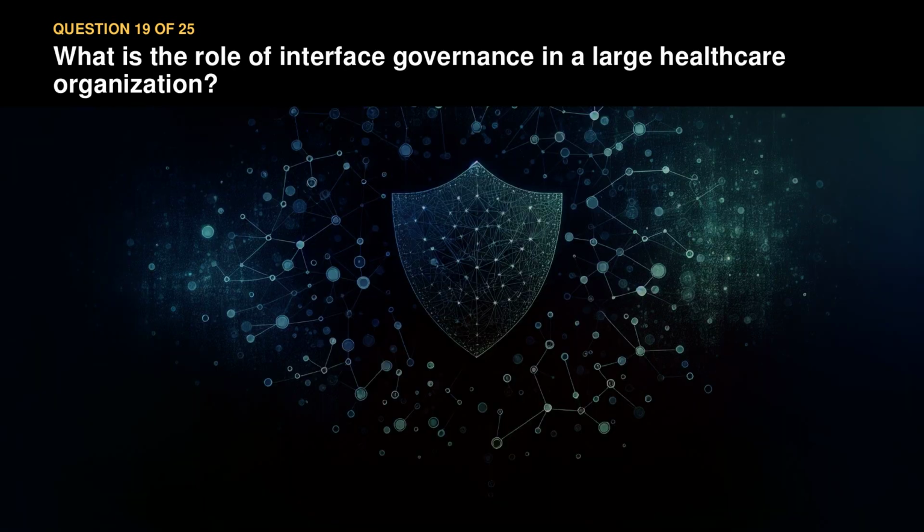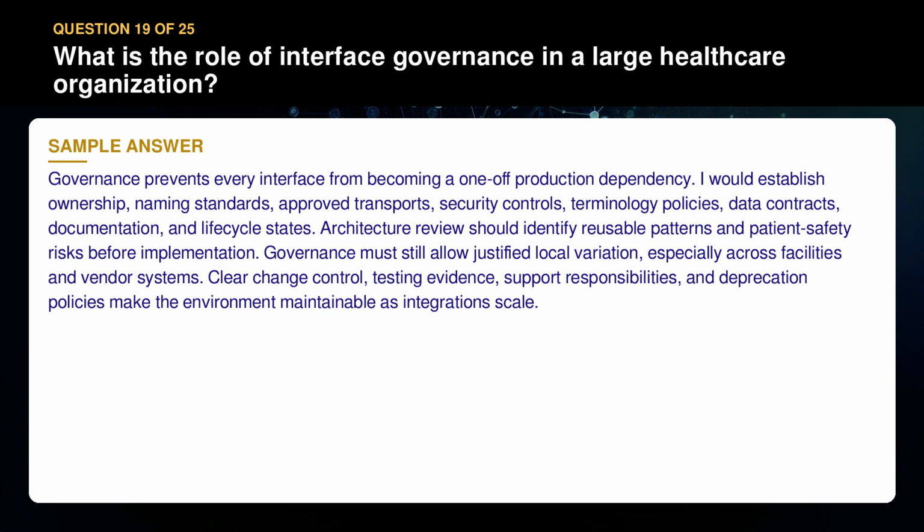Question 19. What is the role of interface governance in a large healthcare organization? Governance prevents every interface from becoming a one-off production dependency. I would establish ownership, naming standards, approved transports, security controls, terminology policies, data contracts, documentation, and lifecycle states. Architecture review should identify reusable patterns and patient safety risks before implementation.